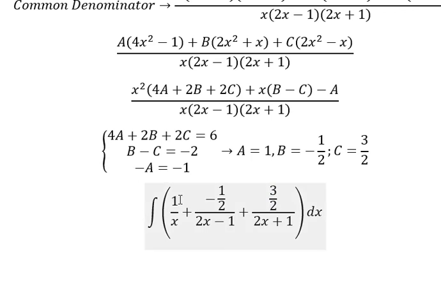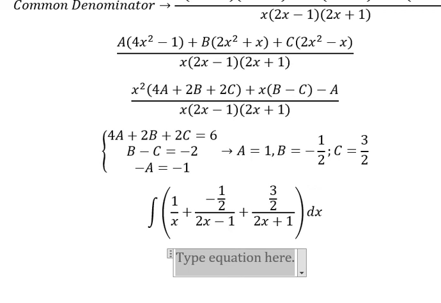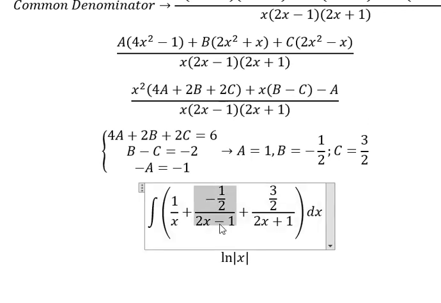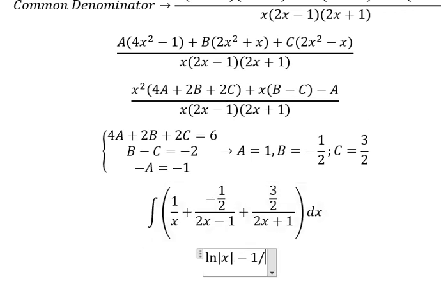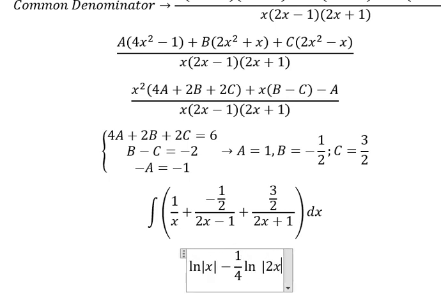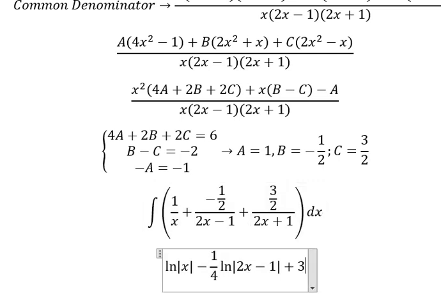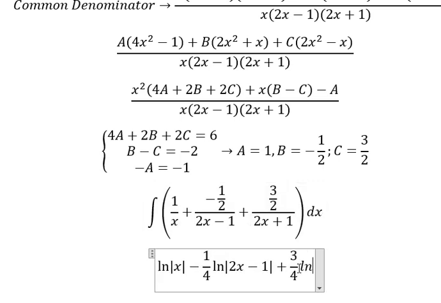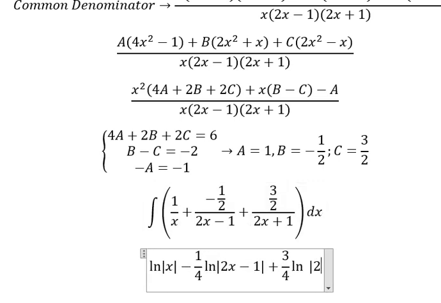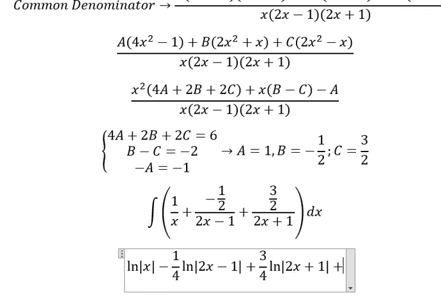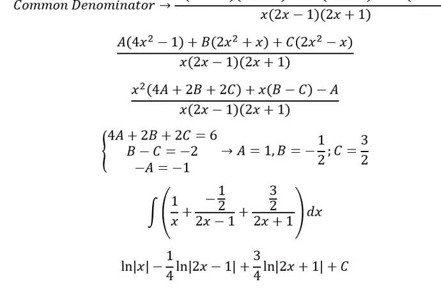So, the integration of this one, we have ln of the absolute value of x. The integration of this one, we have negative 1 over 4 ln of the absolute value of 2x minus 1. This one, we have 3 over 4 ln of the absolute value of 2x plus 1, and we put plus c. This is the end.